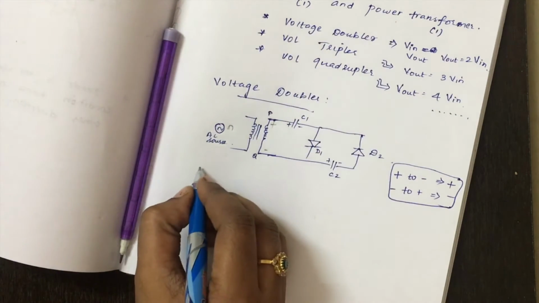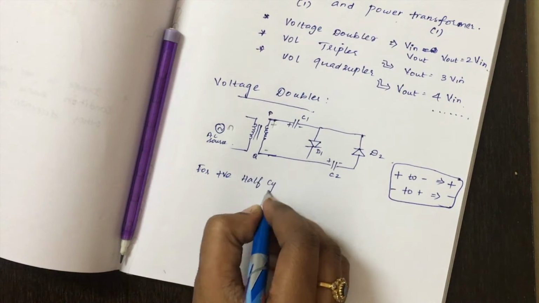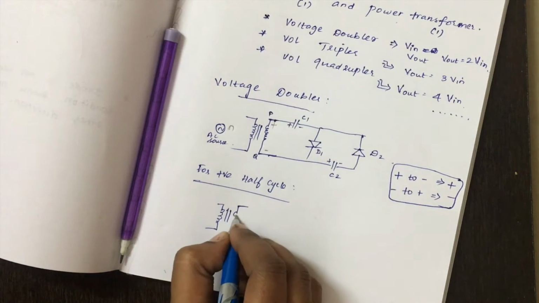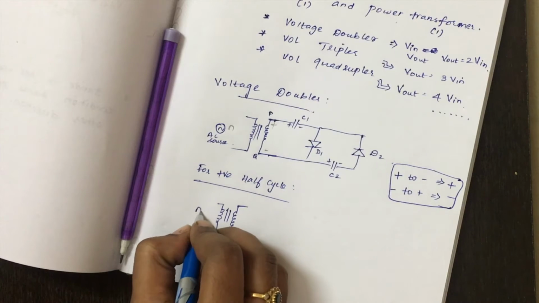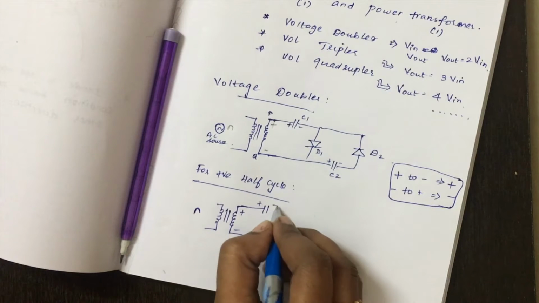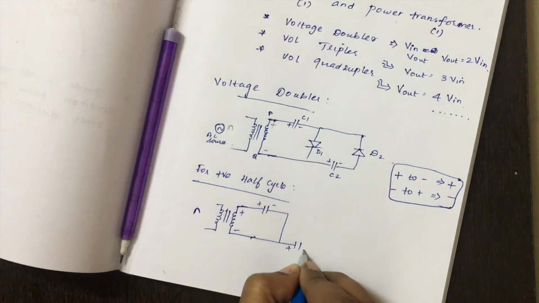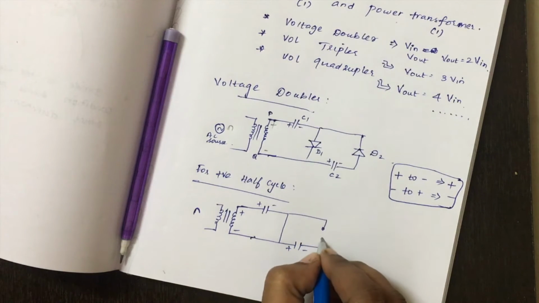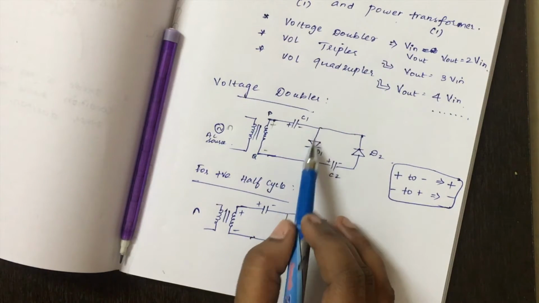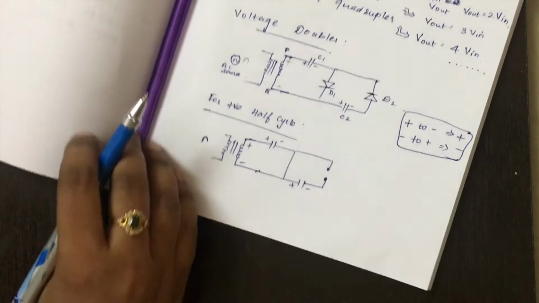So for the positive half cycle: power transformer, positive cycle, plus minus, capacitor plus minus. We can represent this diode as a closed switch and this diode as an open switch, because here positive is applied to diode D1, so it will turn on and act as a closed switch, and this diode will turn off and act as an open switch.